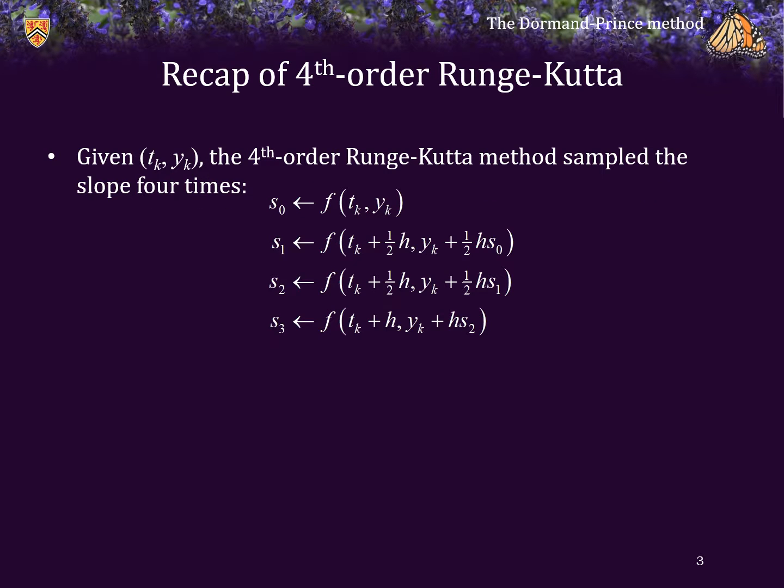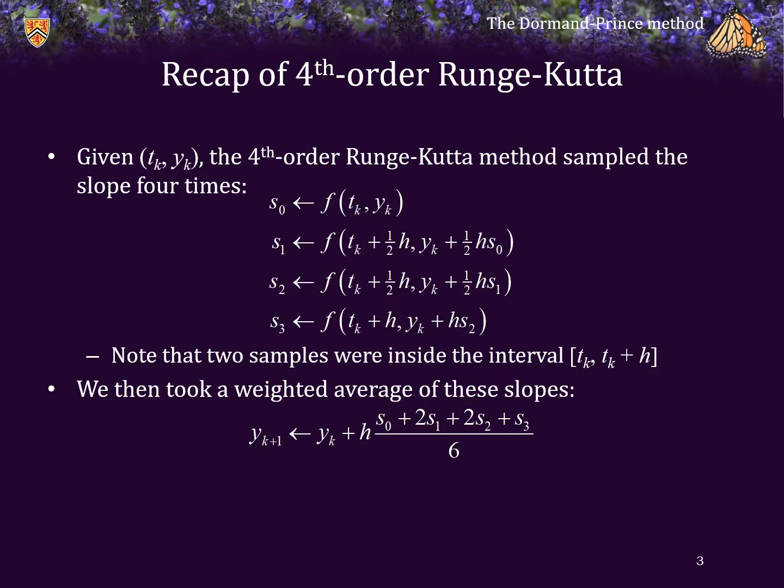Now, given the approximation t_k, y_k, the fourth order Runge-Kutta method sampled the slope 4 times at 4 different points. You're going to notice that 2 of those samples were somewhere inside the interval from t_k to t_k plus h. Once we've got those samples, we then took a weighted average of these slopes to best estimate the value of the solution to the initial value problem at the next point.